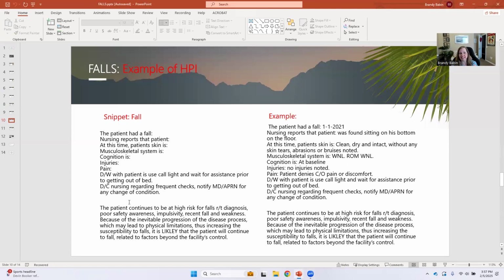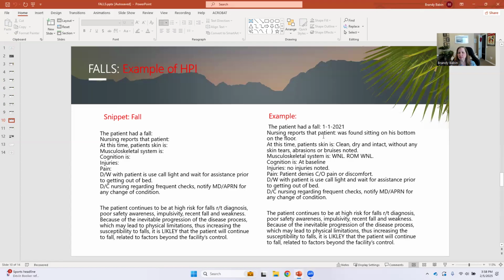It's very easy to fill in, and then you don't have to remember what you have to document. So here's my example of using this snippet. The patient had a fall on 1/1/2021. I know I'm behind a little bit.